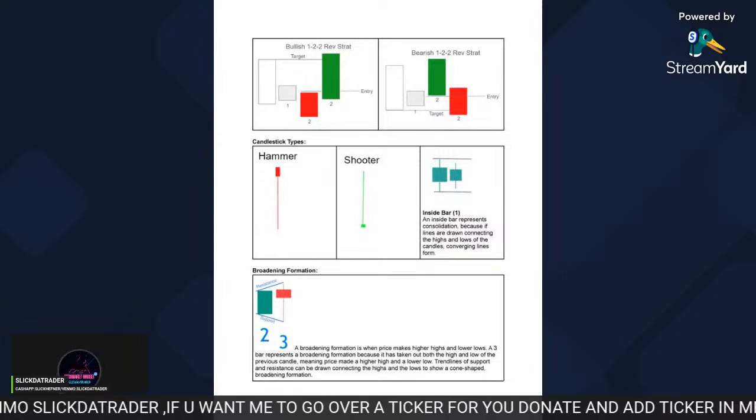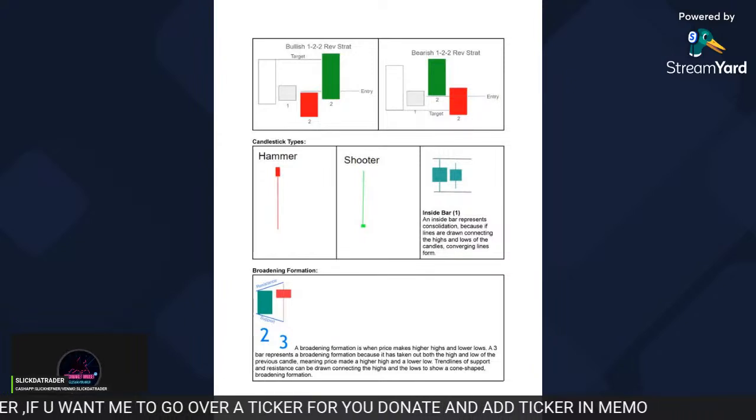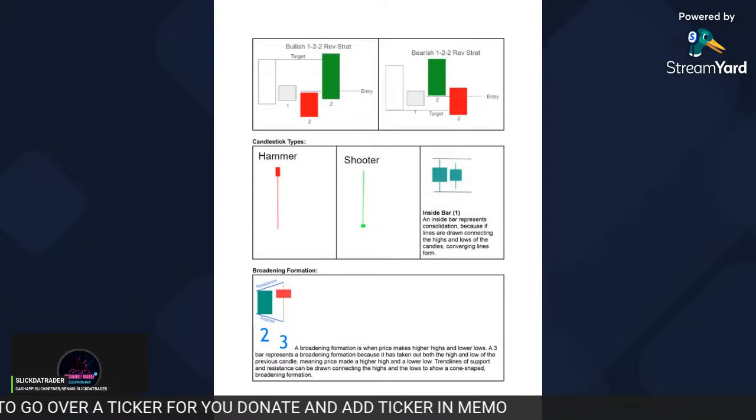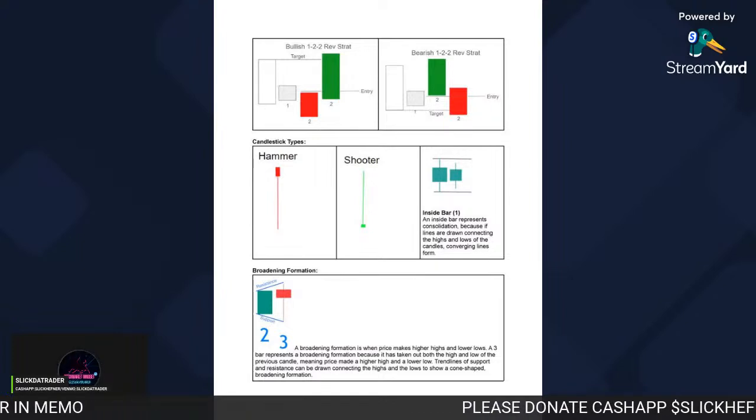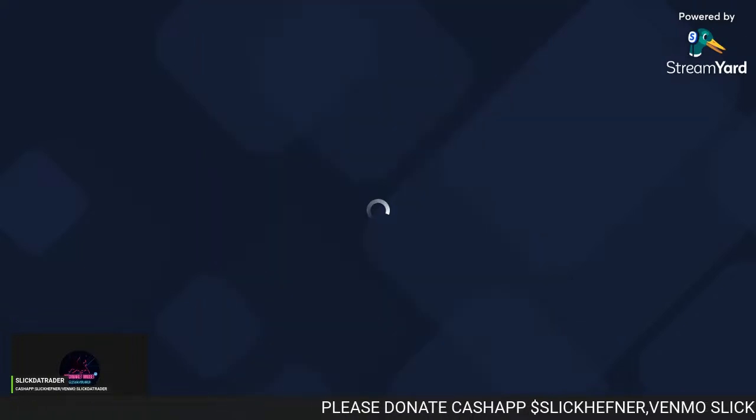And a 3 can never be a 2, but a 3 is a failed 2. Which means it's a 2 that went up over the previous candle in front of it. Actually, let me get back here.